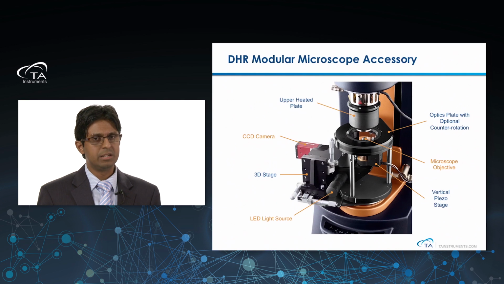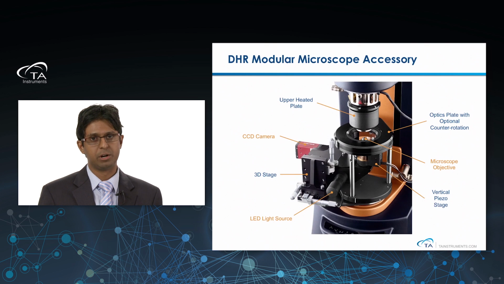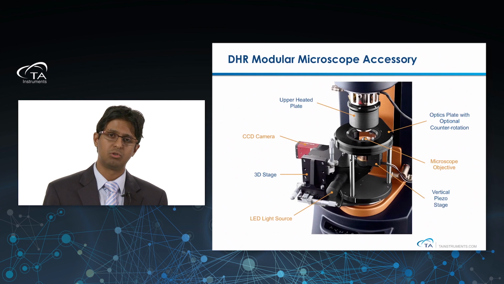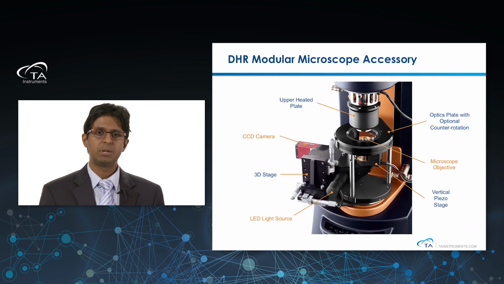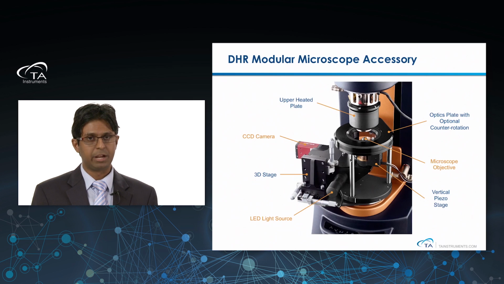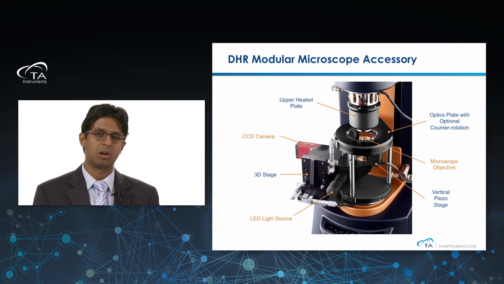What we've essentially done is to build a microscope that sits directly on the frame of the rheometer. The microscope accessory itself comes with a 3D stage that's micrometer controlled. It gives you access to a wide range of viewing positions. The sample is illuminated using an LED light source. A fast camera captures the images. Temperature control is brought about by the upper heated plate. And the accessory itself uses industry standard Nikon objectives to observe the sample.